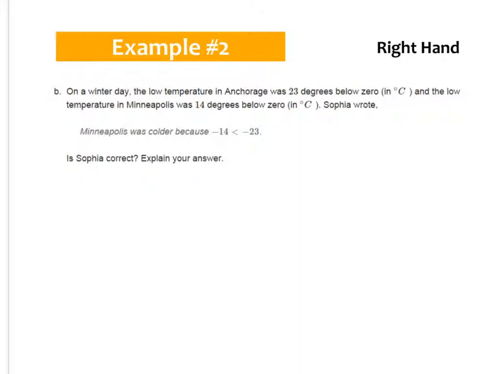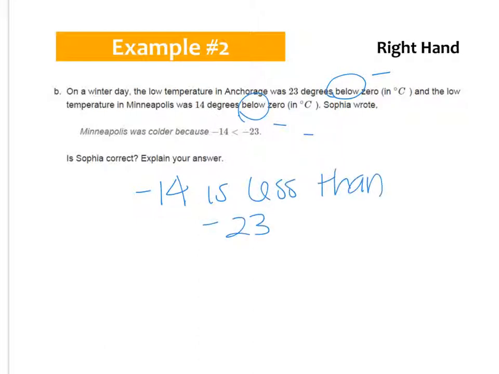Here it says that on a winter day, the temperature in Anchorage was 23 degrees below 0, which tells me negative. And the low temperature in Minneapolis was 14 degrees below 0, another negative. Sophia says Minneapolis was colder because -14 is less than -23. I want you to talk to a partner and figure out whether you think Sophia is correct. I don't want you to write this down, even though it says right hand. Explain your answer to a partner.